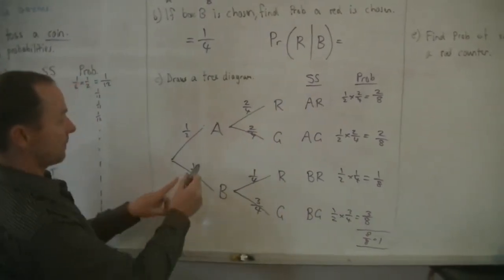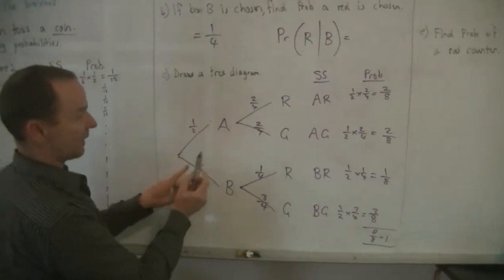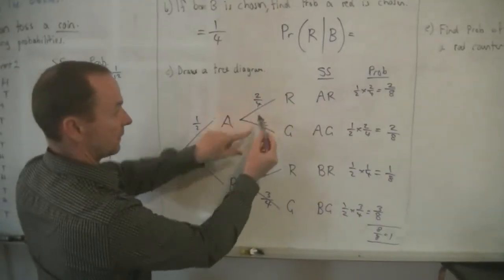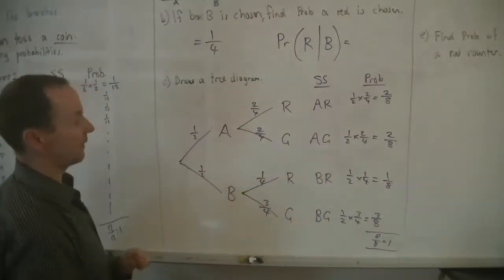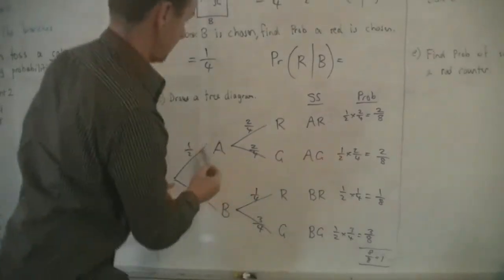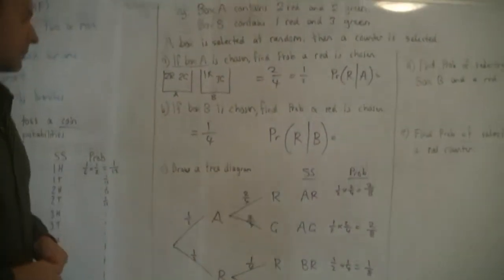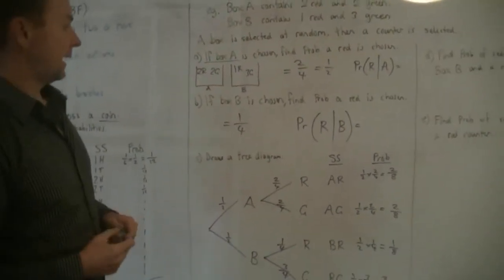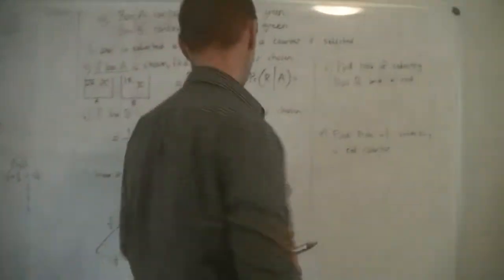So again, remember that these add to 1, so half and a half, and these two add to 1, and also those. So you can just check that. And remember, to get your probabilities, you multiply along the branches. Excellent. Now let's do the last couple of questions.